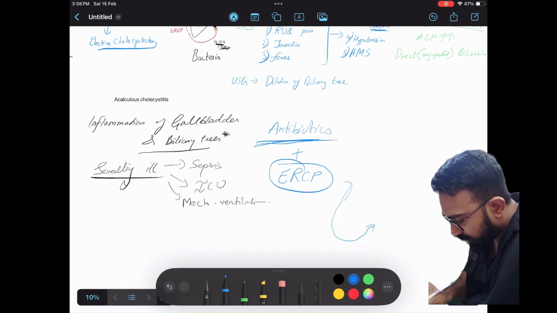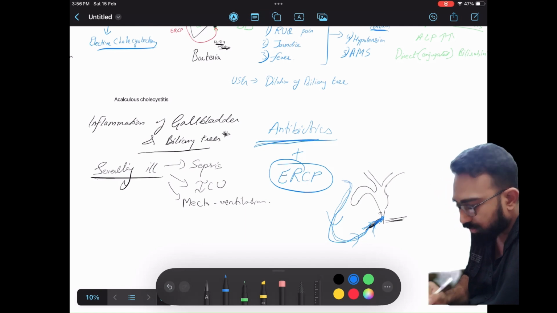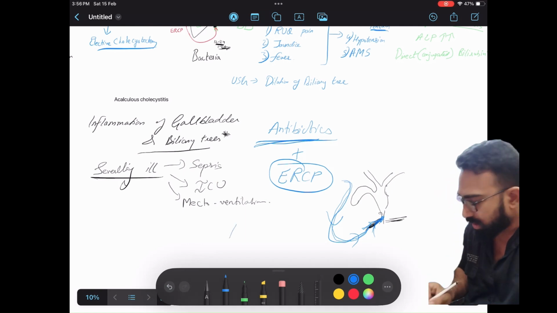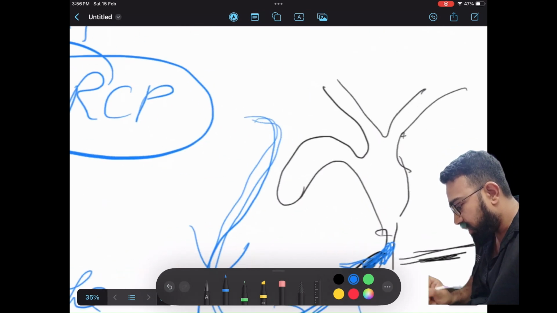go with your endoscope till the sphincter of Oddi, and if this is the gallbladder over here, these are both the hepatic ducts. This is the common bile duct. Over here is the pancreatic duct. This is the ERCP scope. You will still go over here and you will relieve the obstruction and clear whatever fluid is there.